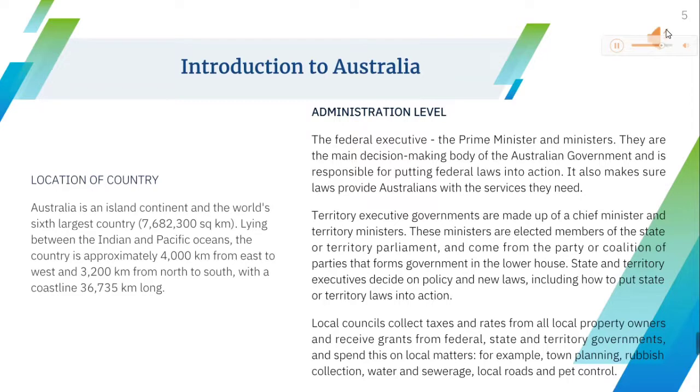And the last one is the local council. Local councils collect tax and rates from all property owners and receive grants from federal, state and territory governments, and spend this on local matters, for example, town planning, rubbish collection, water and sewerage, local roads and pest control.